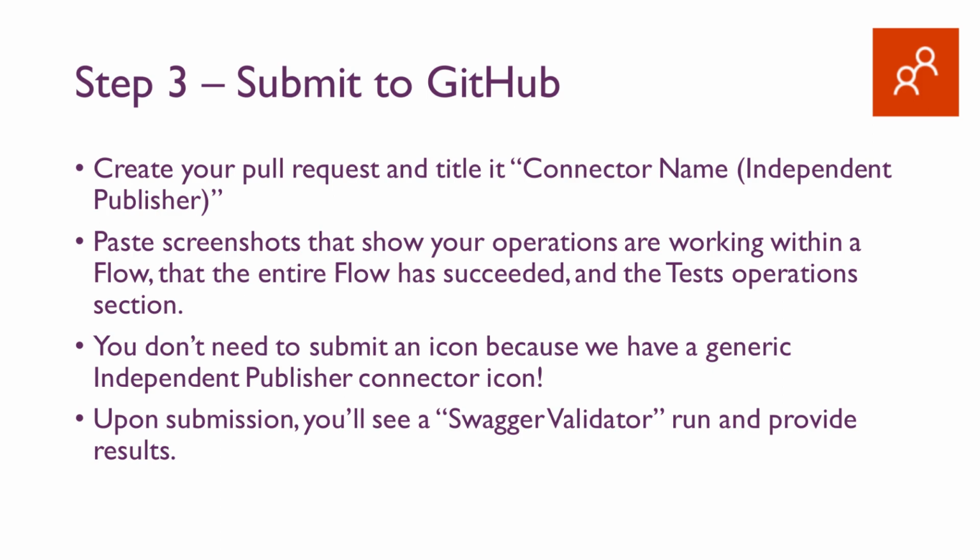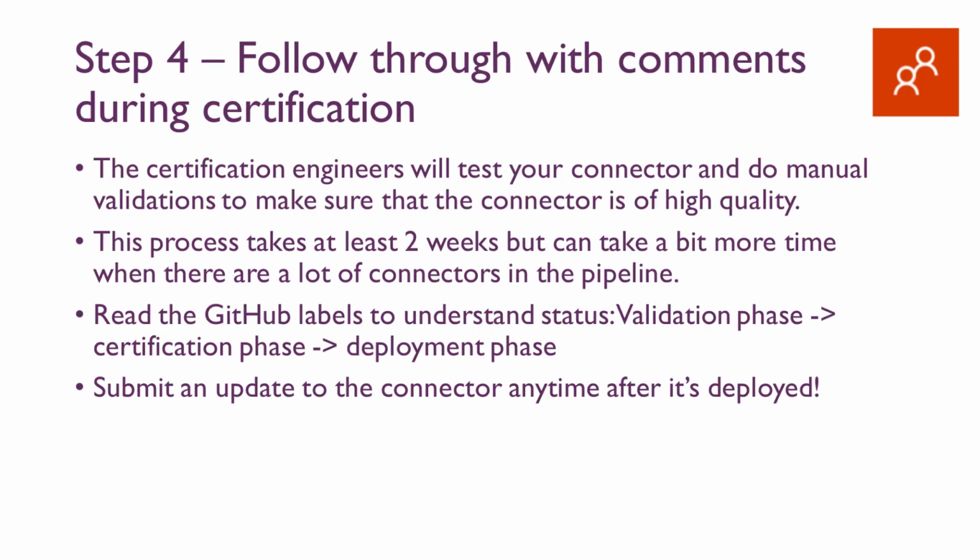You don't need to submit an icon because there is an independent publisher connector icon, and you can see that at the top right corner. That's the beautiful orange with white color. So every connector has the same color in there. We hope that it will change in the future, but for now it's this icon. Upon submission, you will also see a Swagger validator. Whenever you create a pull request, it will run that validator, and you can see if your Swagger file, your OpenAPI file, really works or not. If it fails, they will come back to you and ask you to change some things.